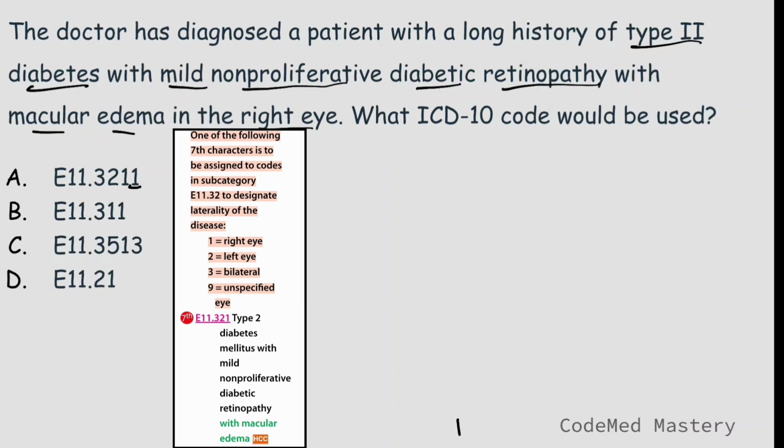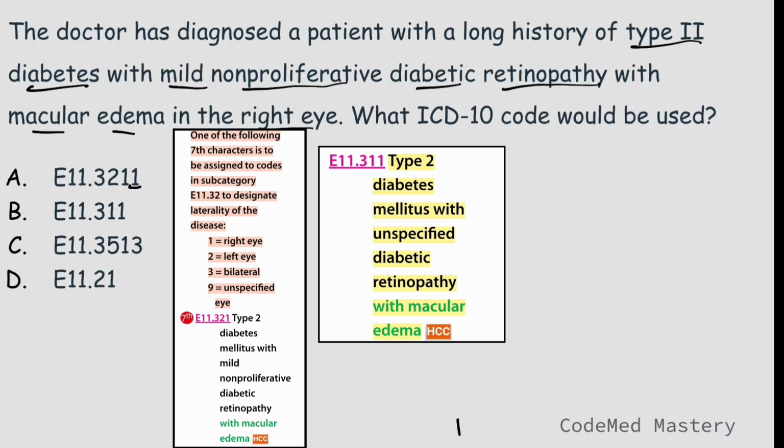Check option B, E11.311. E11.311 is for type 2 diabetes mellitus with unspecified diabetic retinopathy with macular edema. But in the scenario, they have mentioned the type of diabetic retinopathy, that is mild non-proliferative. Okay, so we cannot code for unspecified diabetic retinopathy with macular edema. So eliminate option B.